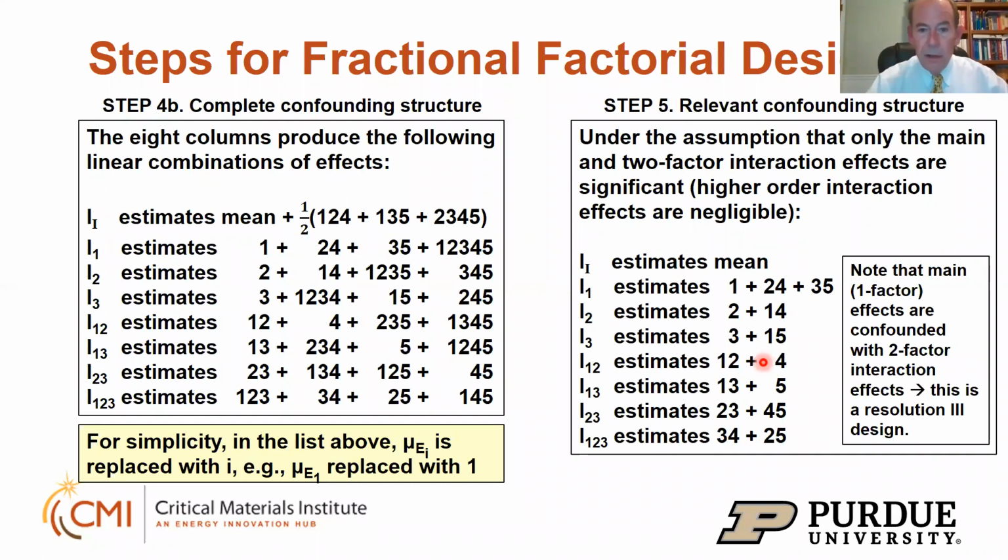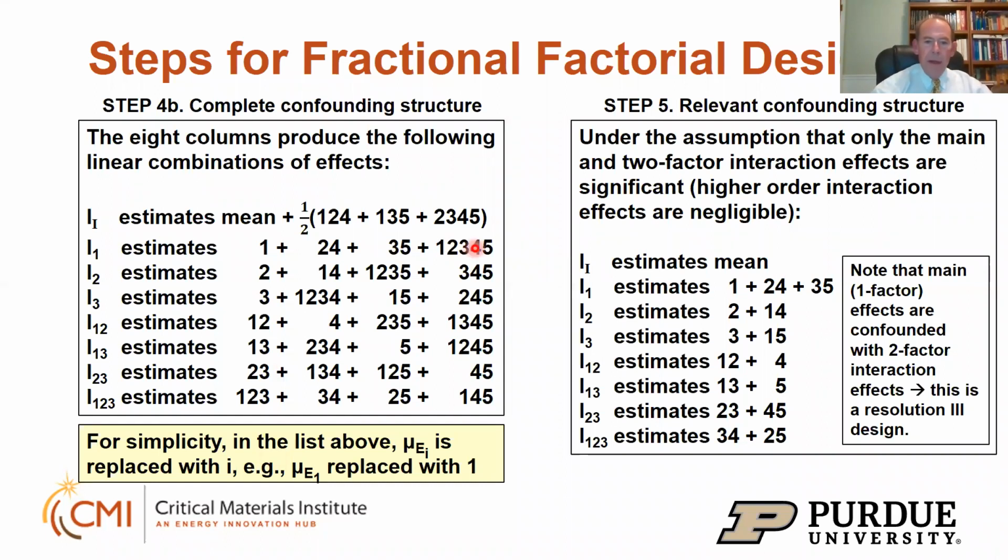So for our little example, our 2 to the 5 minus 2, I've written out the complete confounding structure here. L1 is giving us an estimate of these 4 mu's: mu of 1, mu of 2, 4, mu of 3, 5, mu of 1, 2, 3, 4, 5. Because it gets a little cumbersome to deal with the mu's and then the subscript E on each, I've just dropped the mu E's, but please understand that these symbolic numbers correspond to the means.